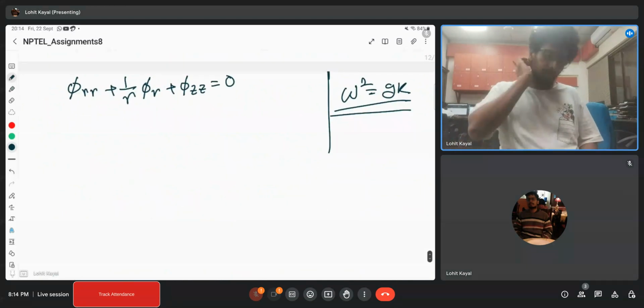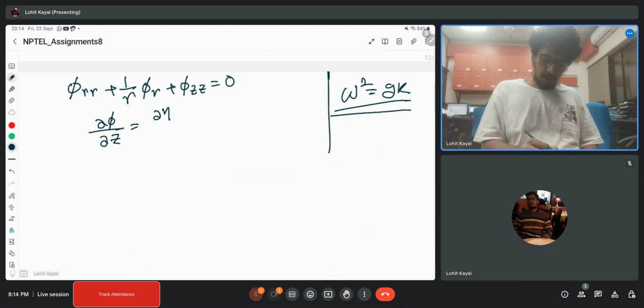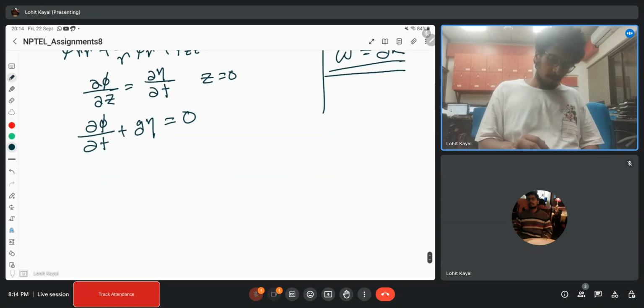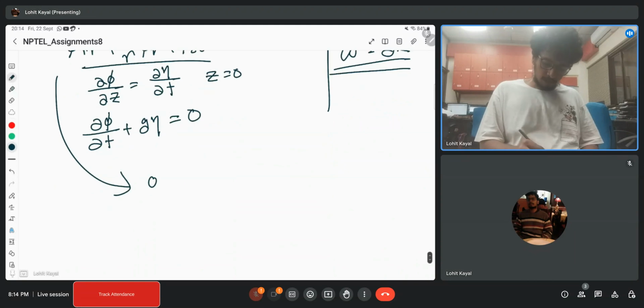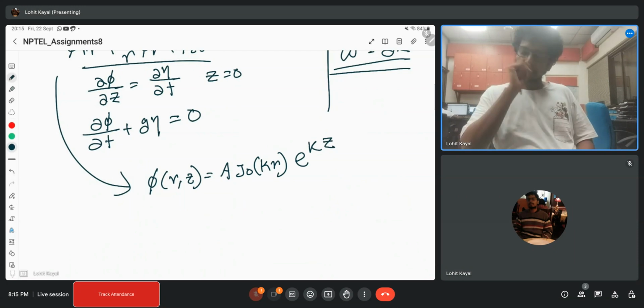This is one equation, the Laplace equation in cylindrical geometry. The other equations are del phi by del z is equal to del eta by del t at z equal to 0, and del phi by del t plus g eta is equal to 0. So what is the solution of this equation? The solution we have already discussed has this form: phi is equal to some constant A, J0 kr times e to the power of kz.